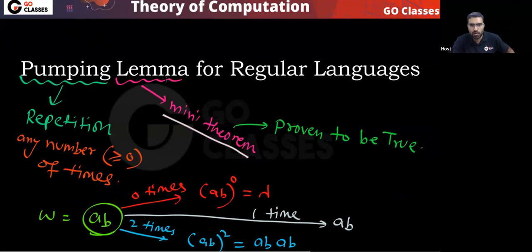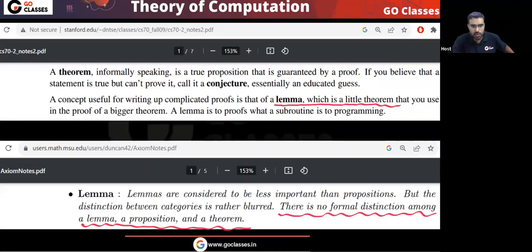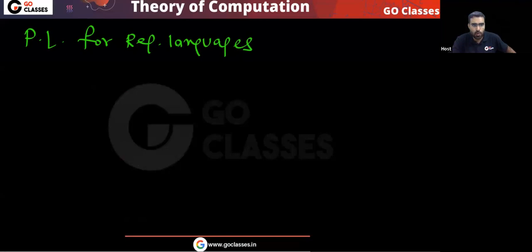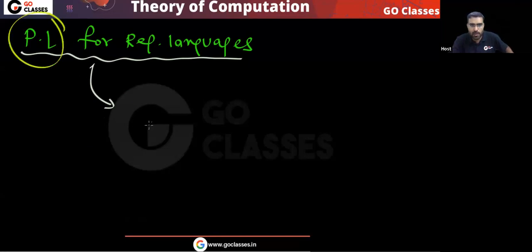Lemma means mini theorem. Okay. Next, for regular languages, this pumping lemma is a theorem. This is a repetition theorem for regular languages. I hope this point is clear. So this is the ultimate point: the pumping lemma for regular languages is a property, or I can say a theorem, which is satisfied by regular languages.